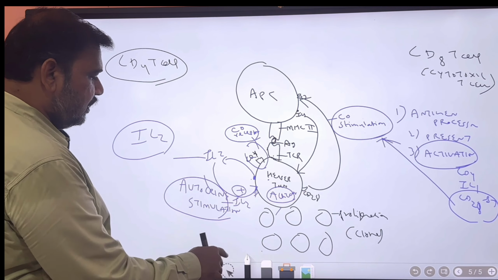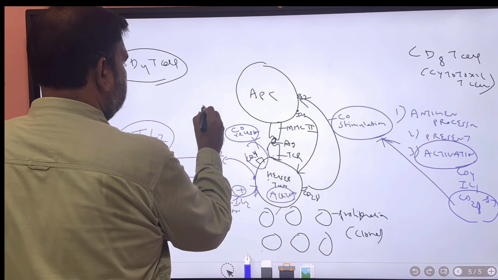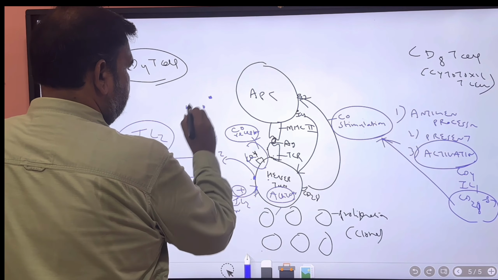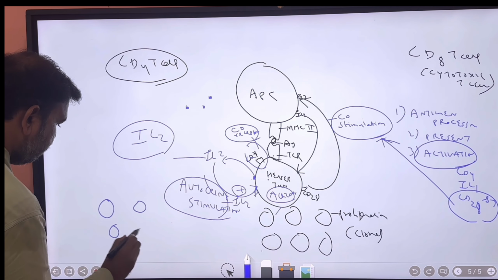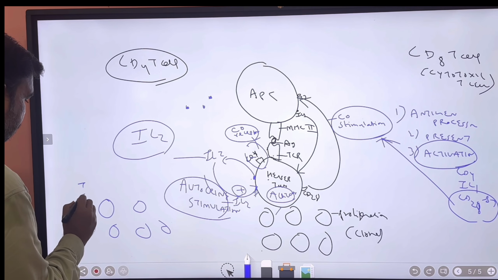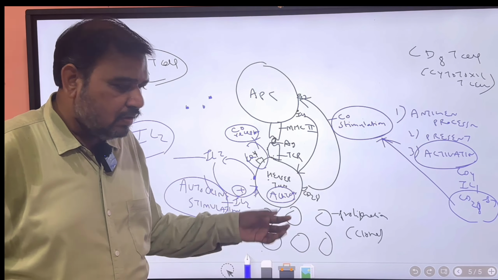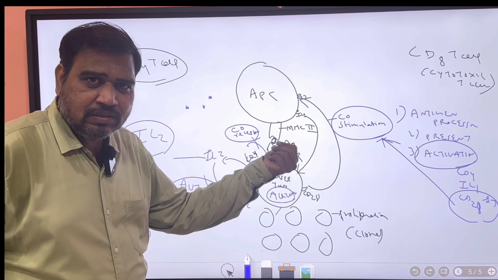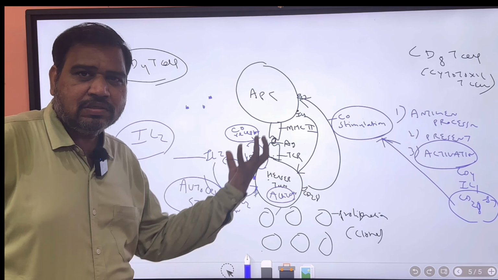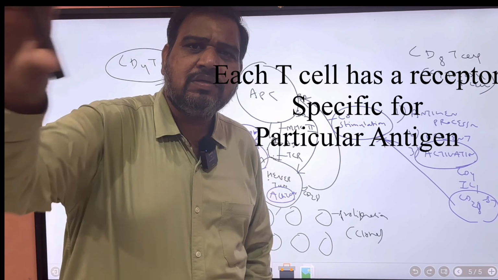For example, I will put another antigen. This is a black antigen, for example. Here I will put a pink antigen. So all these are black. Now I am putting clones of T cells here. Just concentrate. All these T cells have the T cell receptor specific for this black antigen. That's how this is being processed. Note it down: each T cell has a receptor specific for a particular antigen.